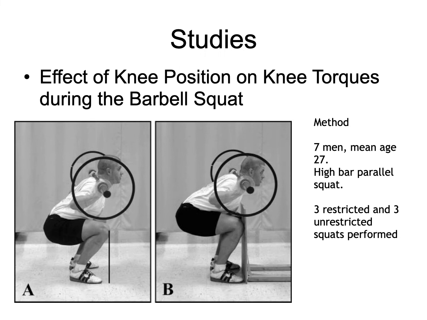So the greatest torques for the knee occur in maximum knee flexion, as you would expect them to, and for the hip during the second half of the concentric phase. The method was 7 men, average age 27, and they did a high bar parallel squat. There were 3 restricted and 3 unrestricted squats performed.